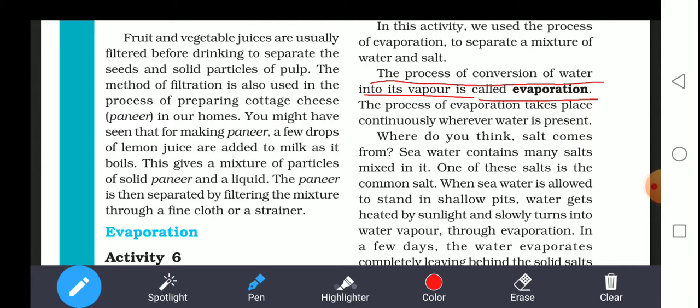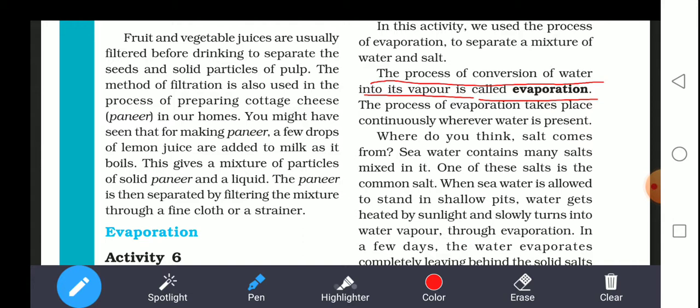If you are boiling water, what happens? After some time, you will find the water is boiling. After it has boiled, you will find some hot airy steam evaporating in an upward direction. That is steam. That is gas. So where do you think salt comes from?